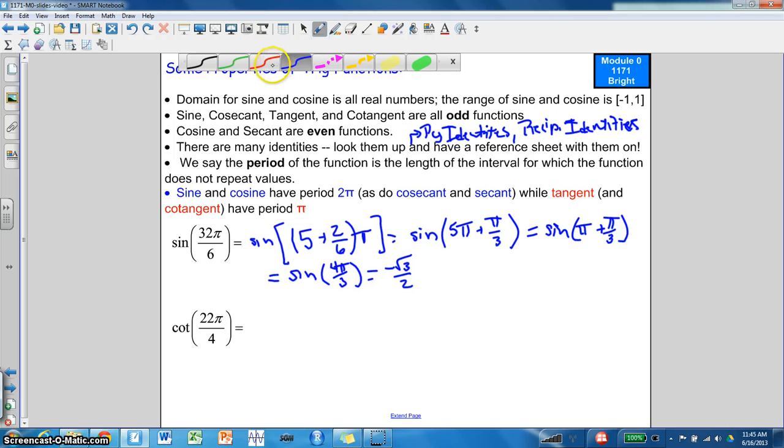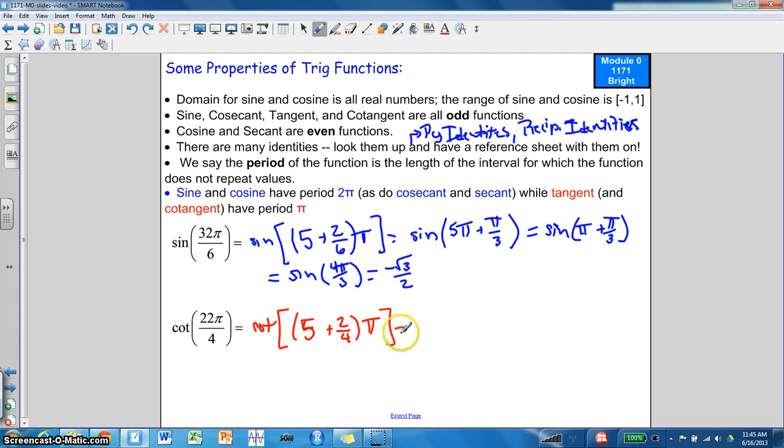Now for cotangent, remember that the period is pi, so I can remove any multiples of pi. I need to first do the division, though. So cotangent, and I'm going to represent this. If I divide 4 into 22, it goes in there a total of, not 4 times, 5 times, and then I have 2 left over, plus 2 over 4 pi. Okay, distribute. Cotangent of parentheses 5 pi plus pi over 2, again simplifying.